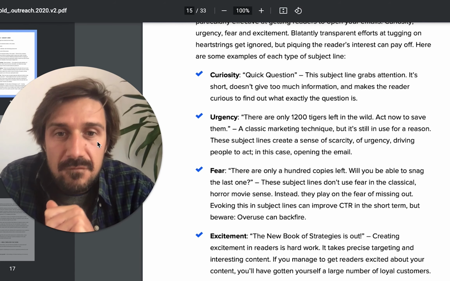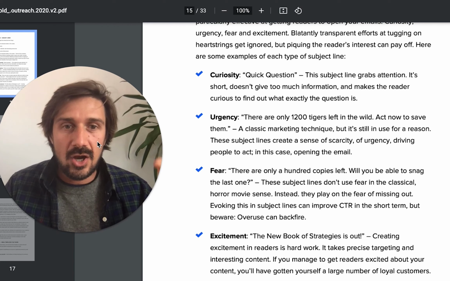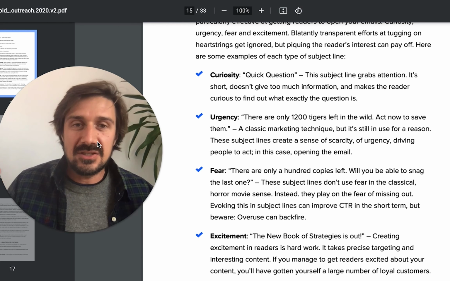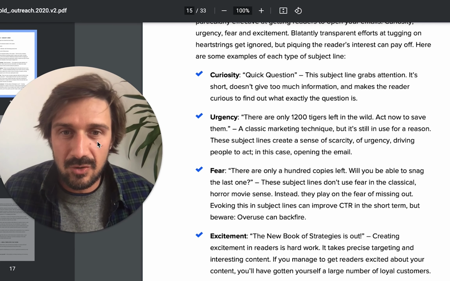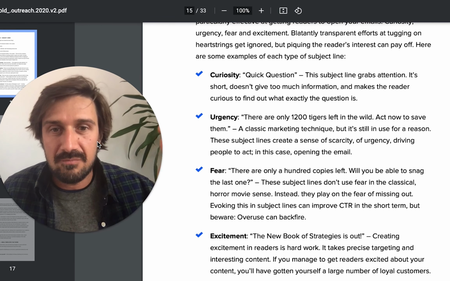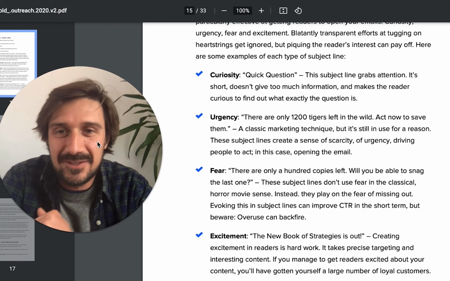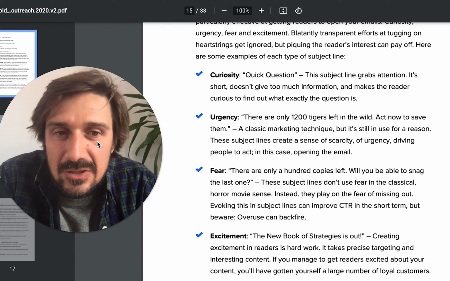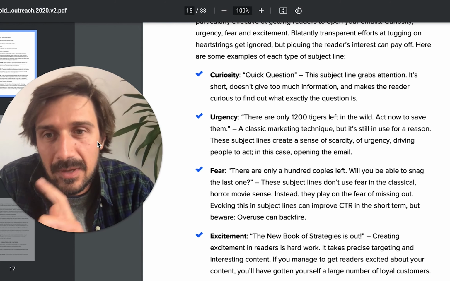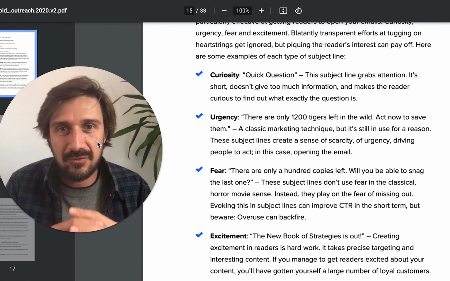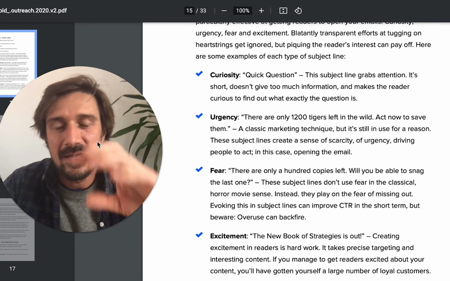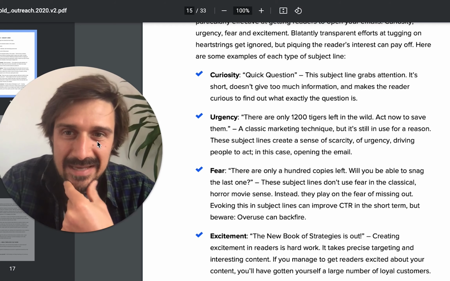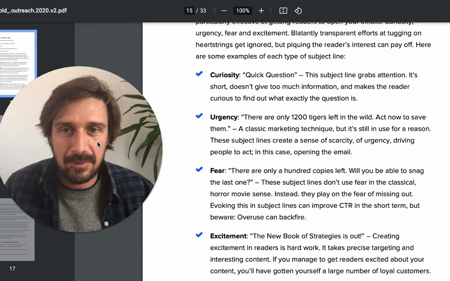The next one is fear. So they've written, "There are only 100 copies left. Will you be able to snag the last one?" These subject lines don't use fear in the classical horror movie sense. Instead, they play on the fear of missing out. FOMO is a great one. Evoking this in subject lines can improve CTR in the short term, but beware, overuse can backfire. Again, fear can definitely backfire, like curiosity, if you do it badly. So you've got to be careful, but curiosity and fear always work really well in a lot of different marketing tactics, not only to get people to open emails.